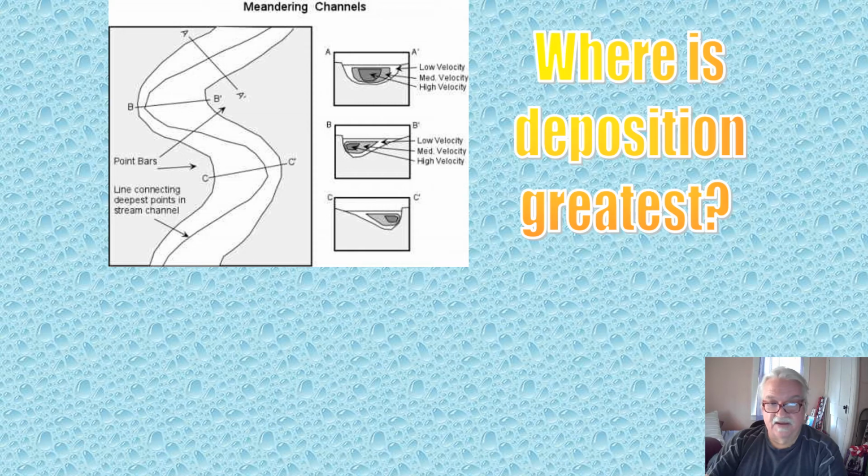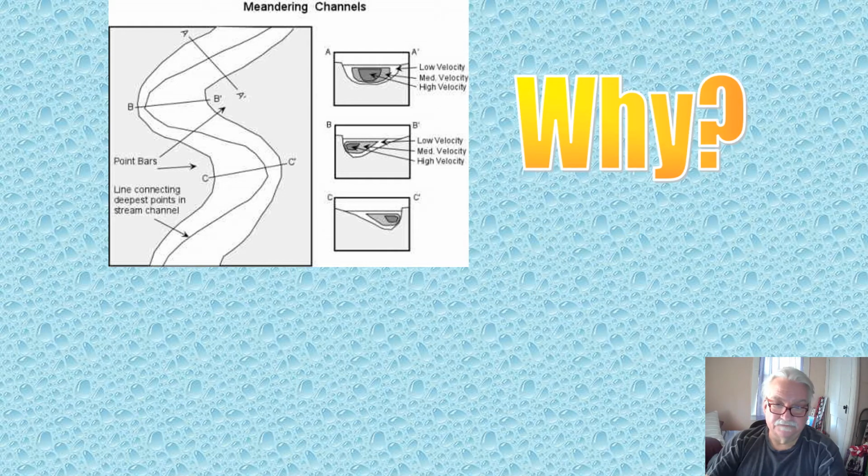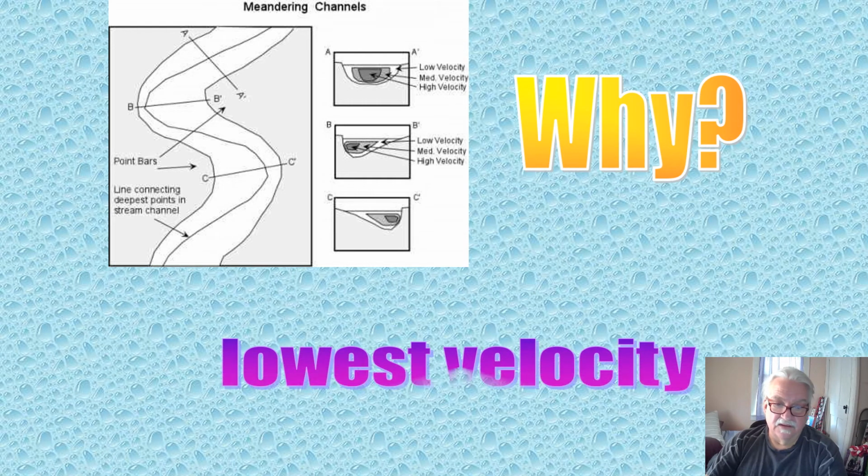Okay, so deposition tends to be opposite of erosion. So if the stream moves fastest on the outside of the curve, it moves slowest inside of the curve, which means it'll drop some stuff. So deposition is greatest on the inside of the curve. And that's because that's where it has the lowest velocity.